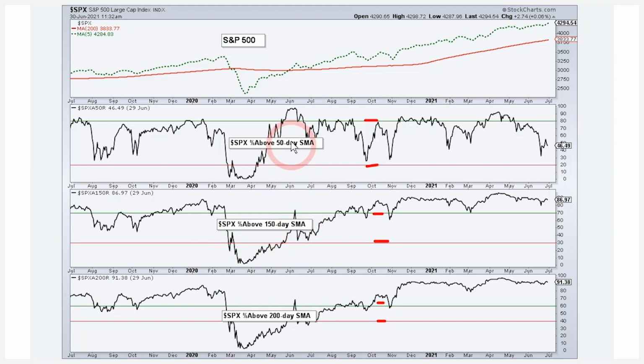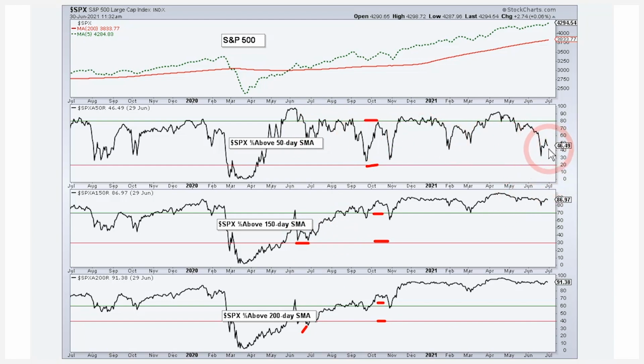And then we got a bullish signal when two of the three broke, well, actually all three broke above in June. So we had a bullish signal in early June there. We had a little bit of a whipsaw because percentage above 200-day went back below 40%, but percentage above 150-day held. And this group has been bullish ever since.